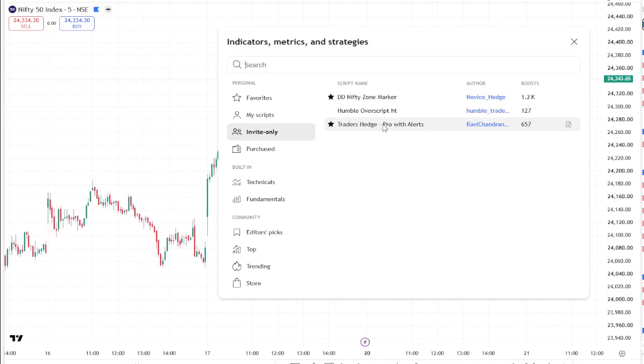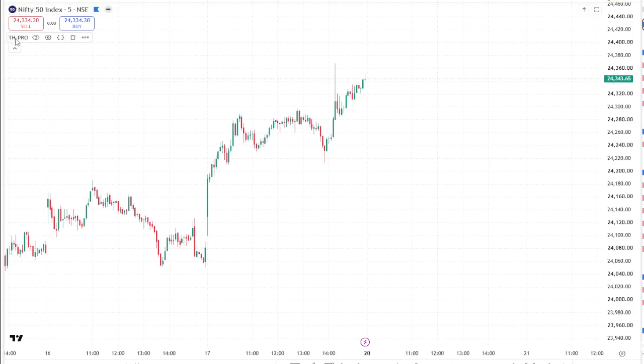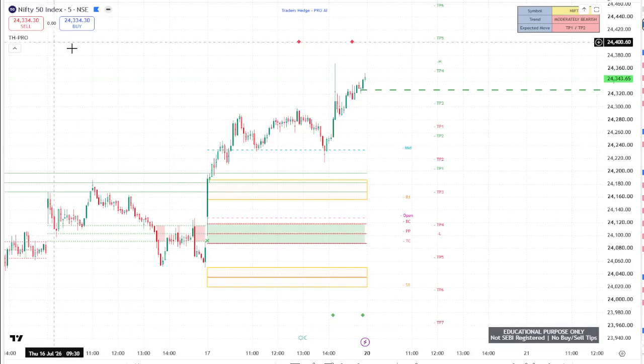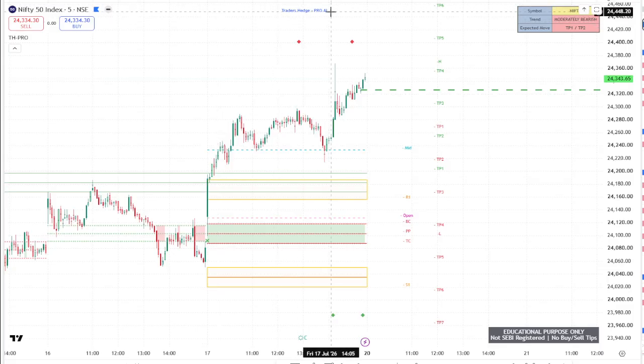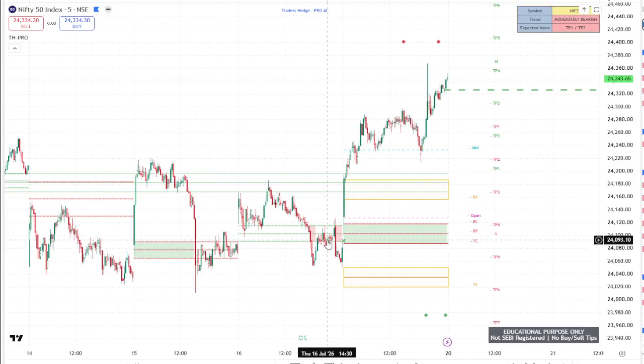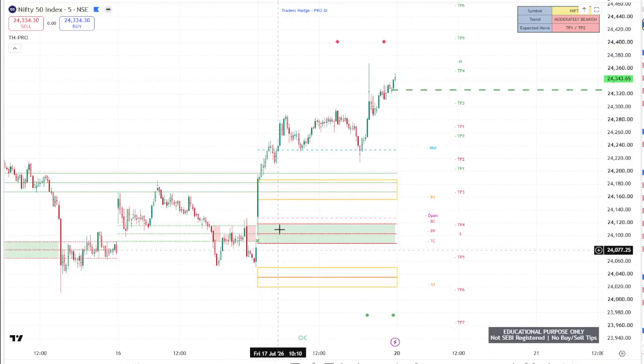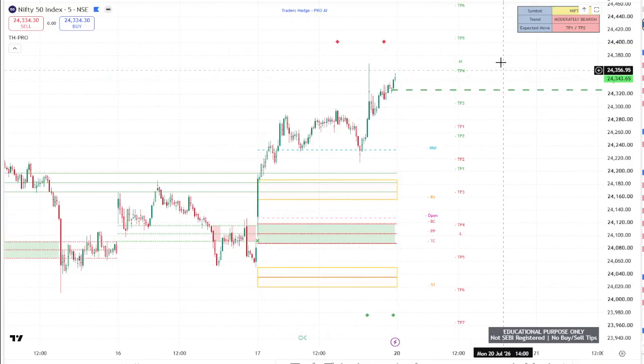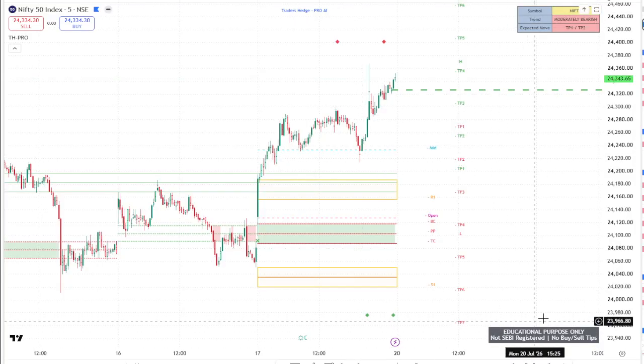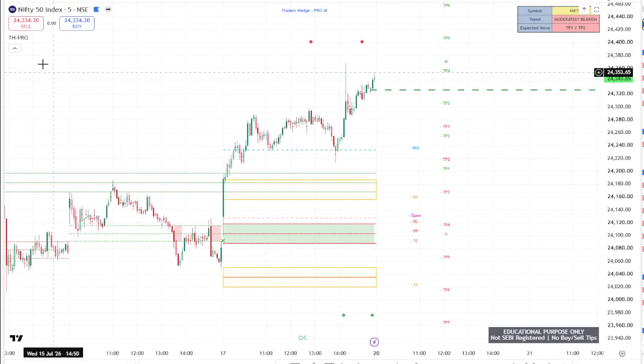Once you select this script name, by default you can see the indicator is being added. Once the indicator is being added, it will take a while to load. Once the indicator is loaded, you can see at the very top the heading Traders Hedge Pro AI. And you should be able to see the indicator loaded with the default mode, and you should be able to see the dashboard and also a disclaimer at the very right bottom corner. Okay, so this is how you add the indicator.